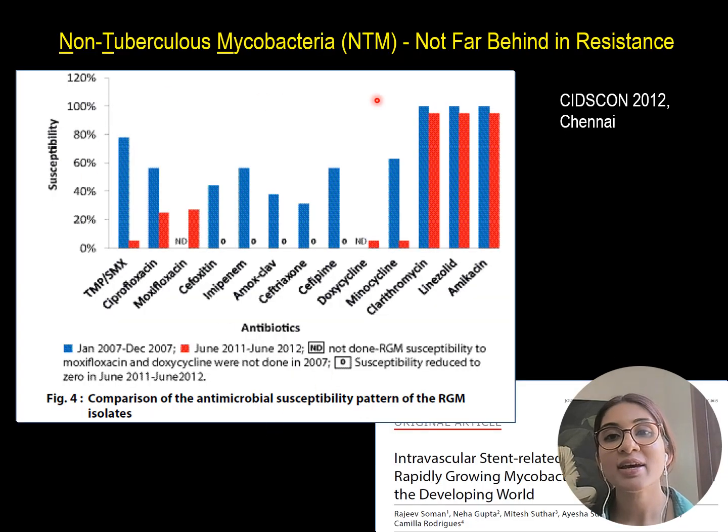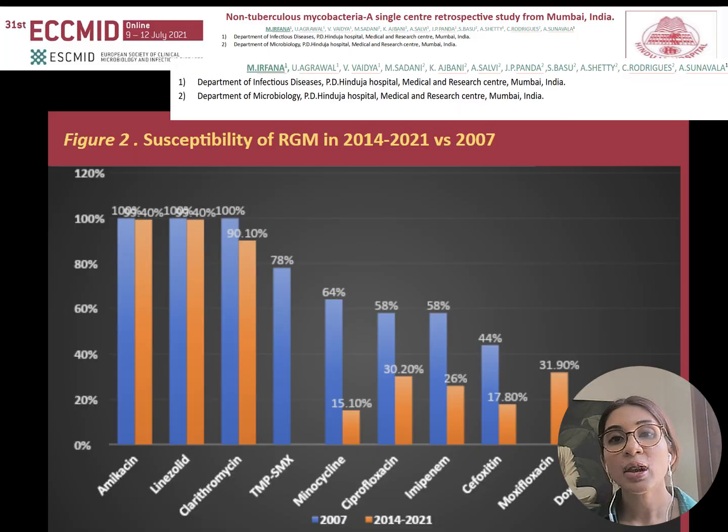Non-tuberculous mycobacteria are not far behind in resistance, and this is our data which we had presented in SITSCON 2012, which showed that the NTM has lost its susceptibility to various antibiotics, and the only few options are amikacin, linezolid, and clarithromycin. We also have recent data from, again, Hinduja Hospital, from the infectious diseases and microbiology departments, from Dr. Irfana and Dr. Aisha Sunawala, who have also shown in their series that the treatment options are very limited, with amikacin, linezolid, and clarithromycin as the only options, whereas in a few cases we can have imipenem as well as ciprofloxacin, but only 20 to 30% may be susceptible.